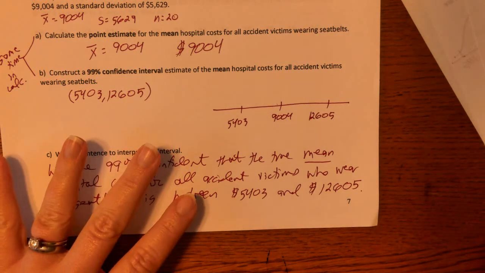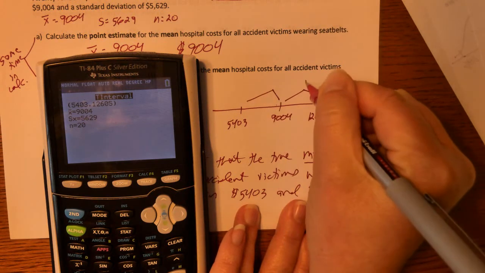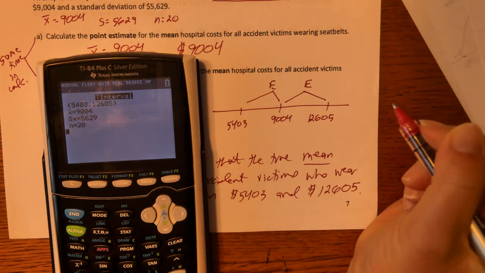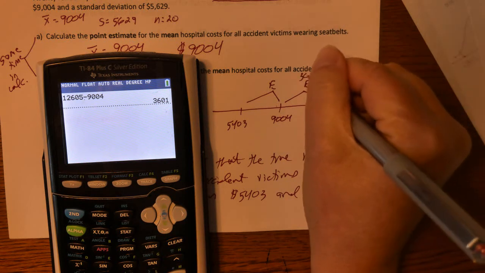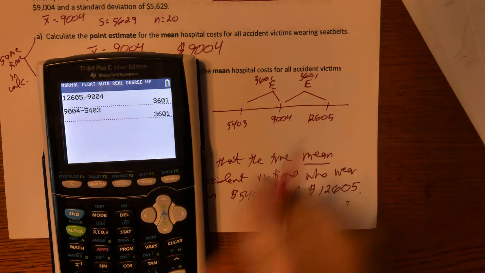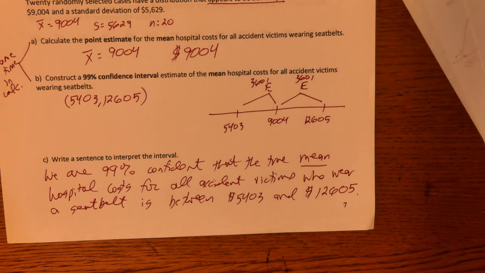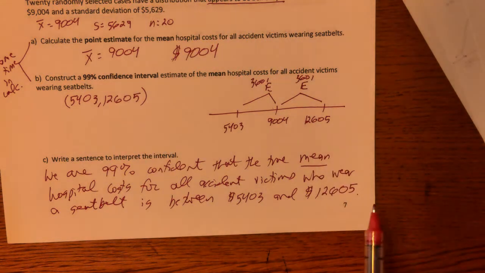They don't ask this, but what if they wanted to know the margin of error? Remember, margin of error is how much you're off by. 12605 minus 9,004 is 3,601. And 9,004 minus 5403 is also 3,601. So our margin of error was $3,601. They don't ask us that. I just like to keep coming back to that, just for kind of thinking that through.